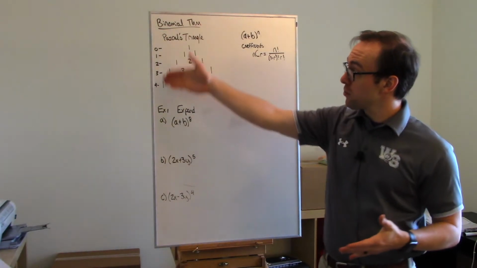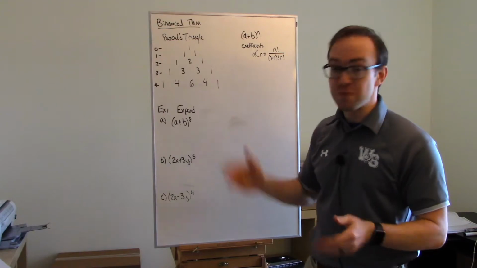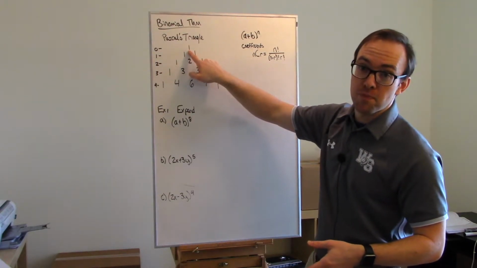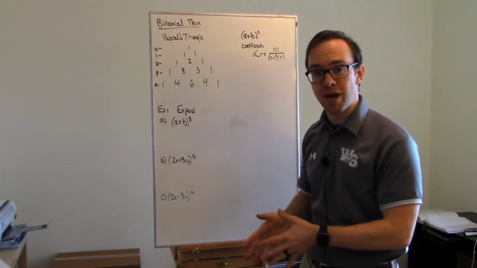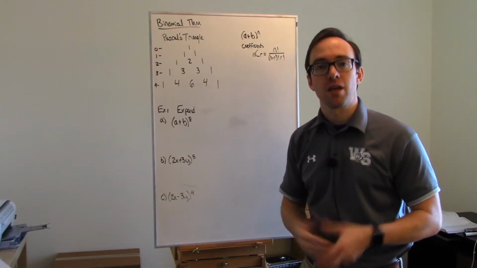So the row represents what the exponent of the binomial would be. So a plus b to the 0 power would be 1. A plus b to the first power would be 1a plus 1b, and so on.